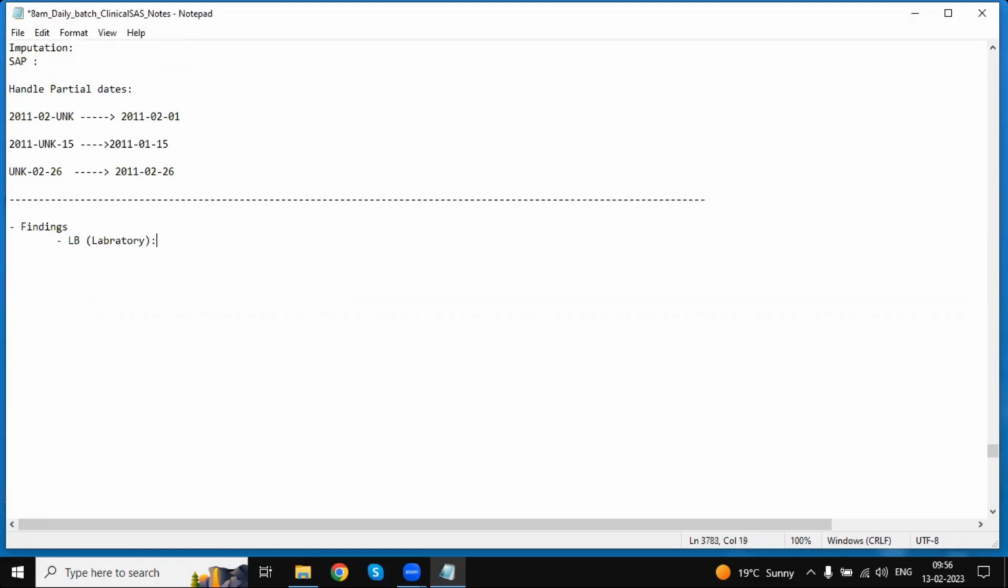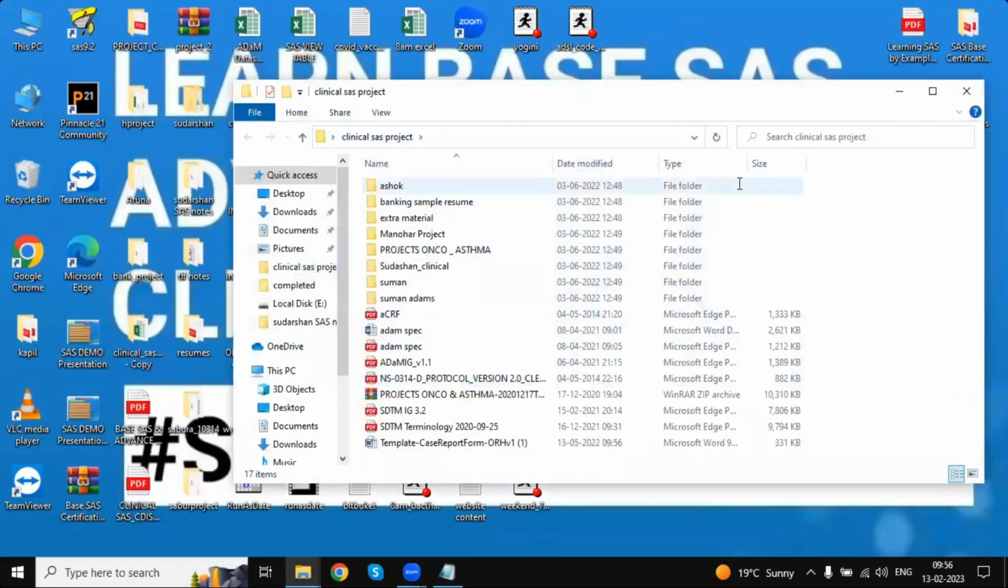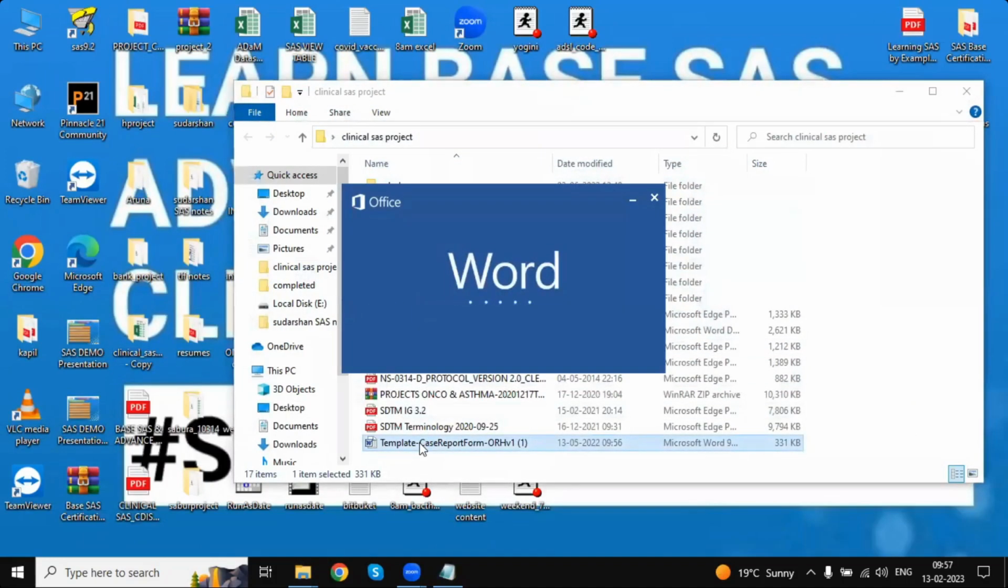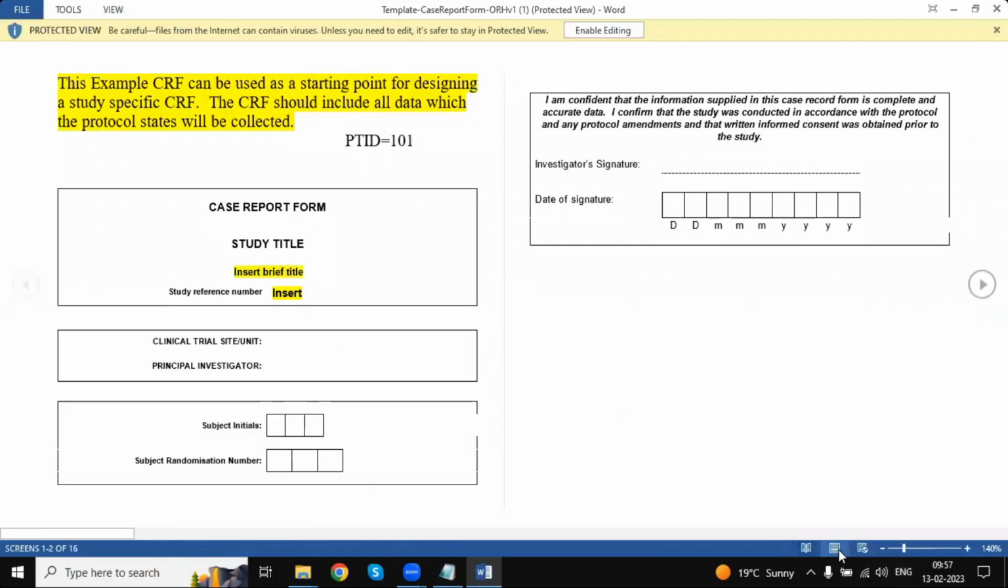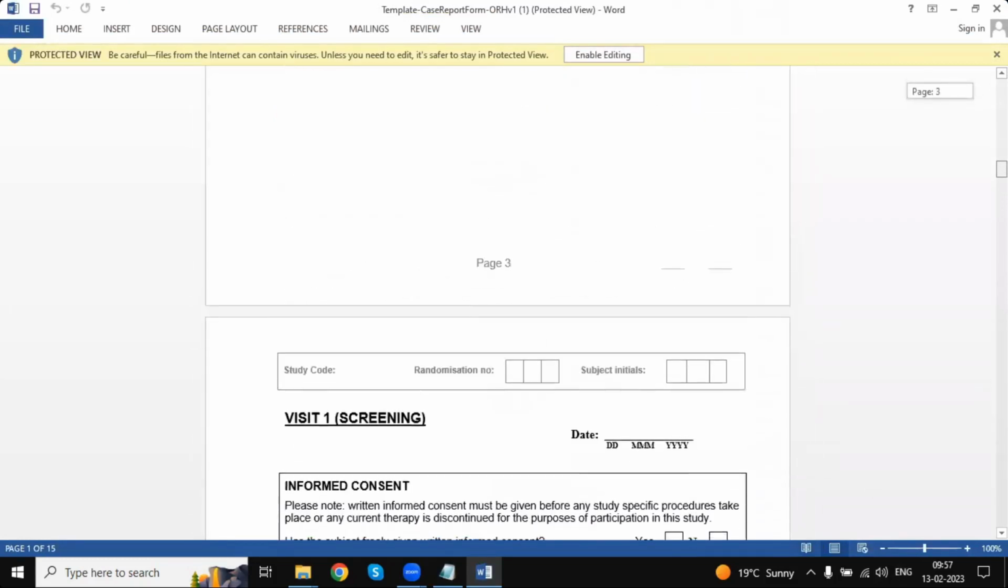So in the findings categories, the laboratory domain. All the findings domains are related to the laboratory only. Laboratory means some test will be done, and for the tests, results will be captured. Especially, the LB domain will capture details about mainly three categories of tests: one is hematology, second is clinical chemistry, third is urine analysis. Under each category, we'll do multiple tests also.